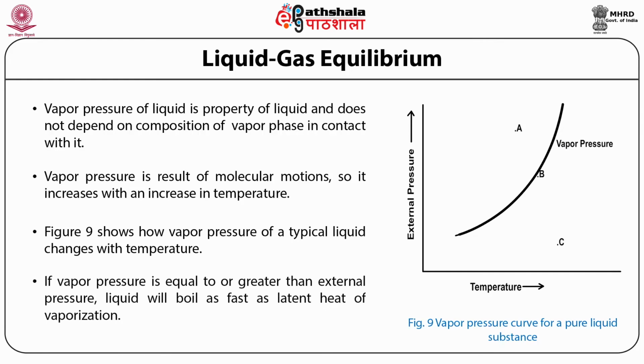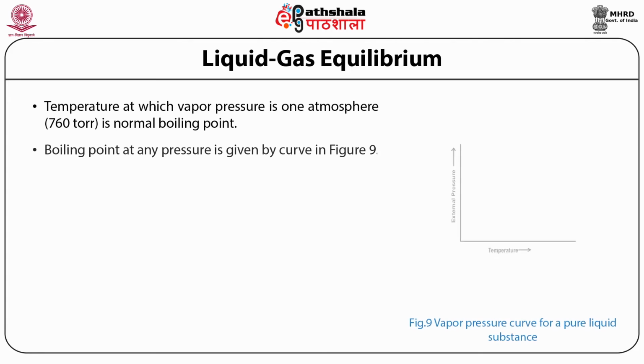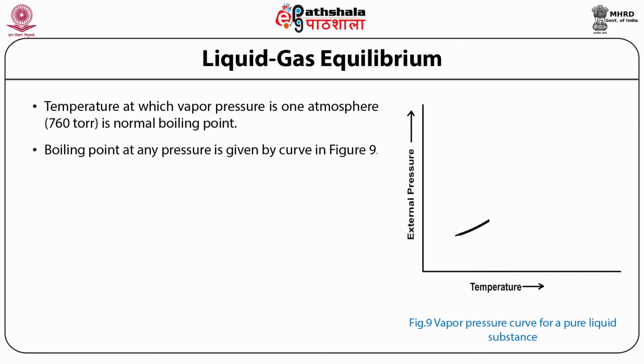If the vapor pressure is equal to or greater than the external pressure, the liquid will boil as fast as the latent heat of vaporization allows. The temperature at which the vapor pressure is 1 atmosphere is the normal boiling point. However, the boiling point at any pressure is given by the curve as shown in the figure.